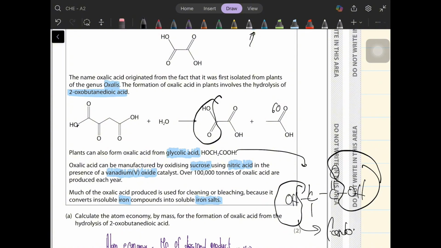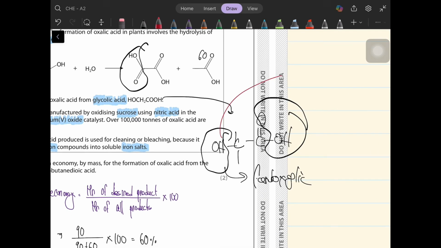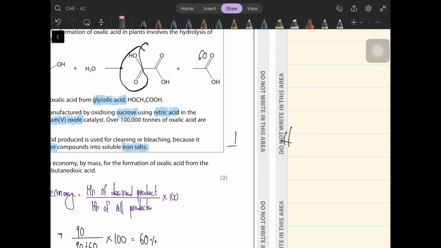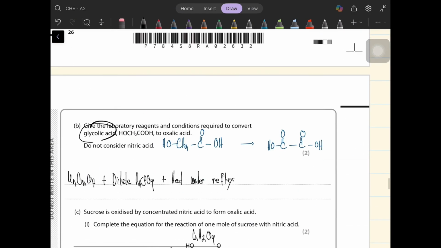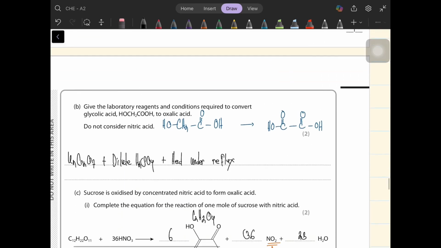Anything clicks up in your mind? Because this is an alcohol and this is moreover a primary alcohol. We can make a carboxylic acid from this using an oxidizing agent like K2Cr2O7, potassium dichromate(VI), and dilute H2SO4, right? Plus heat under reflux, because we are converting an alcohol into a carboxylic acid. So that's what I've written over here. K2Cr2O7 and dilute H2SO4 plus heat under reflux, right?